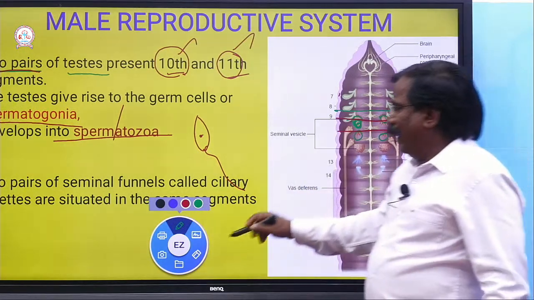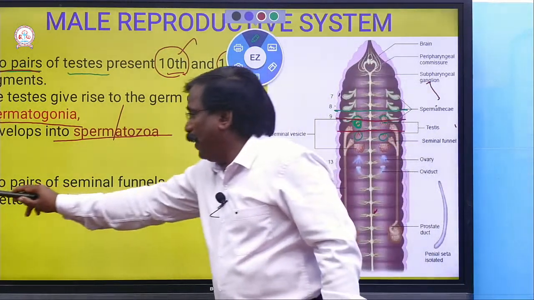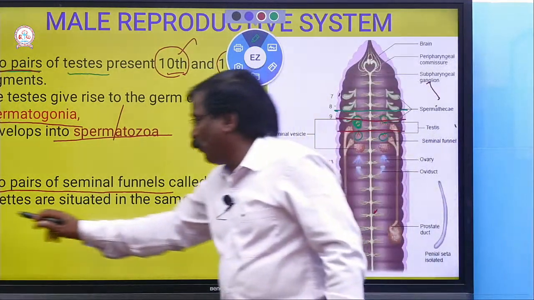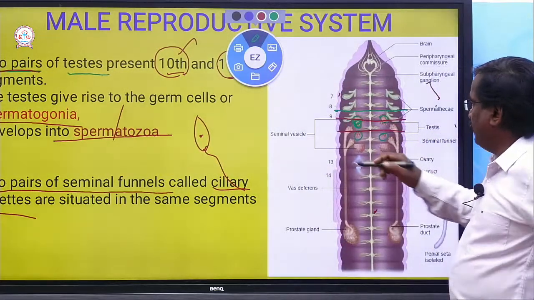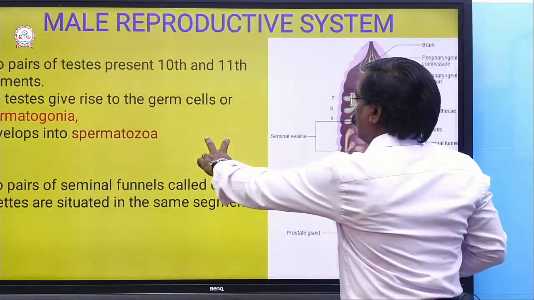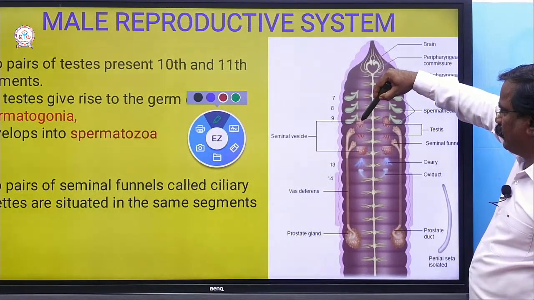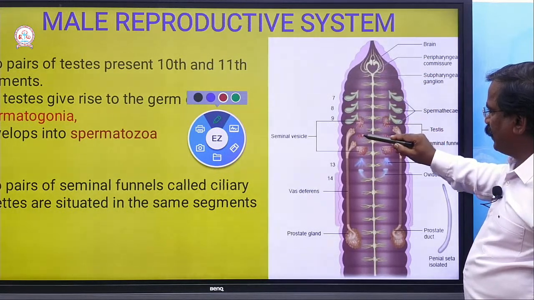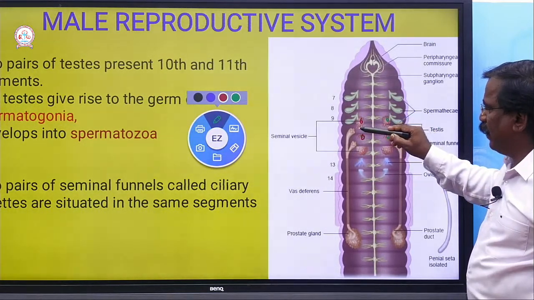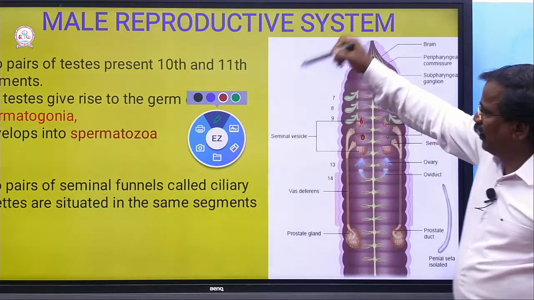Next, for the two pairs of testes there are two pairs of seminal funnels, also called ciliary rosettes. This is the testis, the first pair, and this is the second pair. The first pair is in the 10th segment and the second pair in the 11th segment. In the same segment there are funnels, called the seminal funnels.